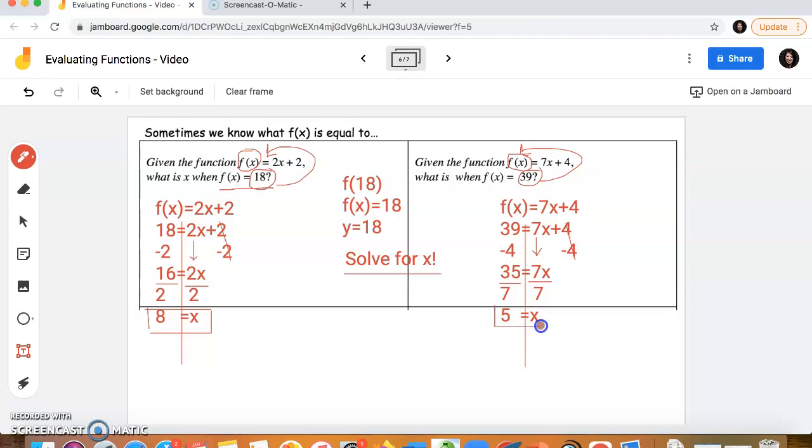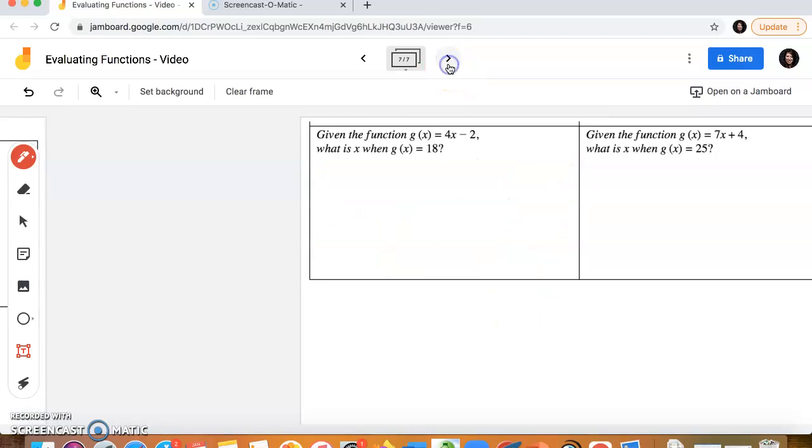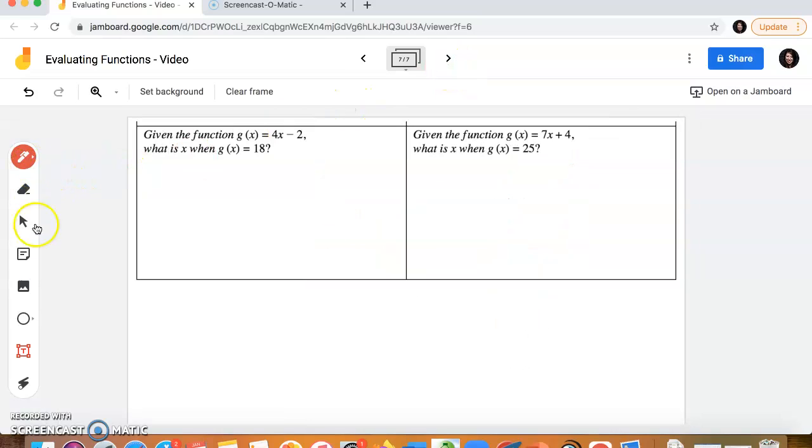So these problems aren't terribly challenging. You know how to do all these math skills, but it's about understanding the function notation and getting used to plugging the information in. I'm going to move to the next slide, so if you need more time on this, go ahead and pause the video. These problems are exactly the same. We're just practicing with different numbers.